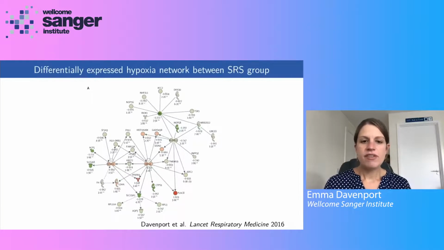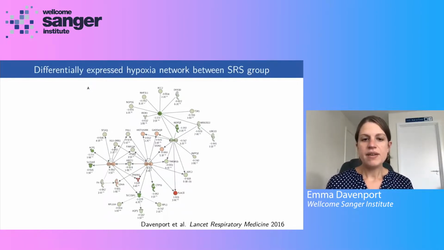Going back to some of our differential expression work from this initial cohort, we were able to find a number of networks that were enriched for genes that would differentially express between SRS1 and SRS2. This includes this particular network, which is a hypoxia network. And you can see there's a couple of genes in the center, particularly HIF1 alpha and EPAS1, that are both very central to the response.